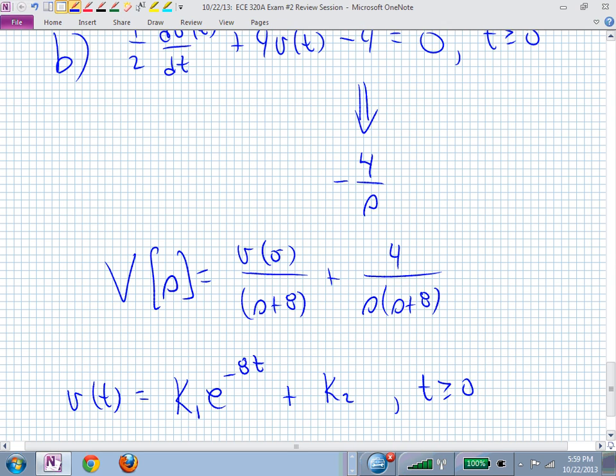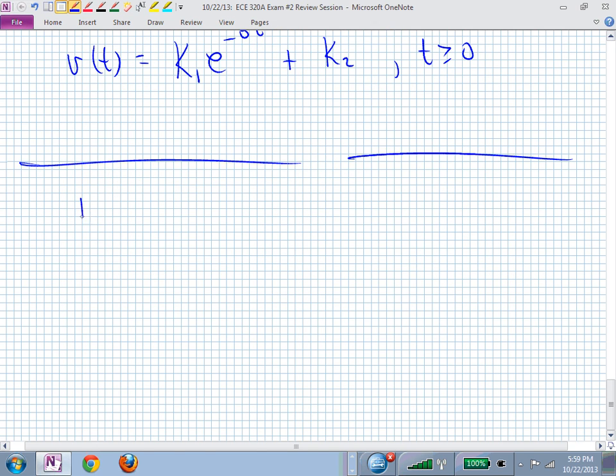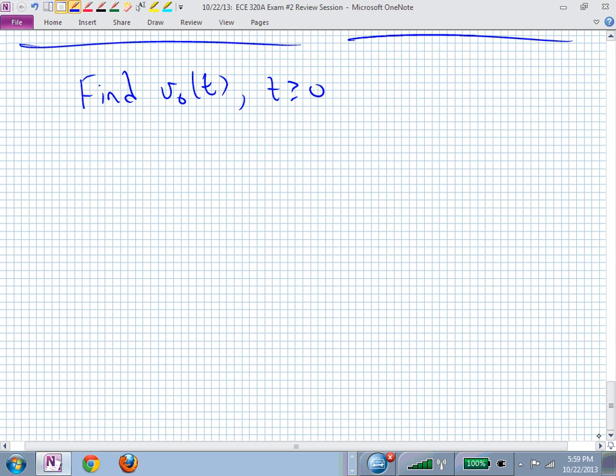Huh? Questions on that? That's the structure. Question. What if we now gave you a circuit and I said find v sub 0 of t for t greater than or equal to 0? And maybe the circuit is the following.